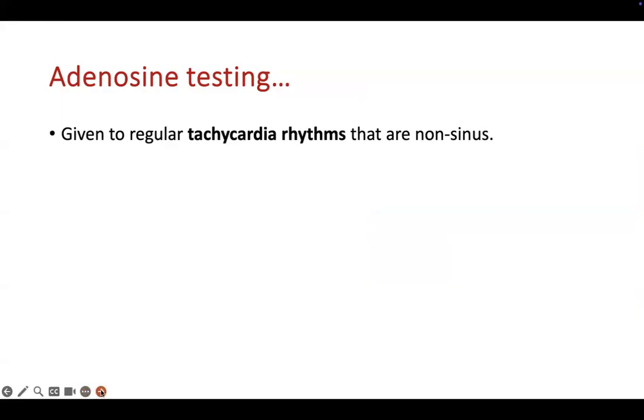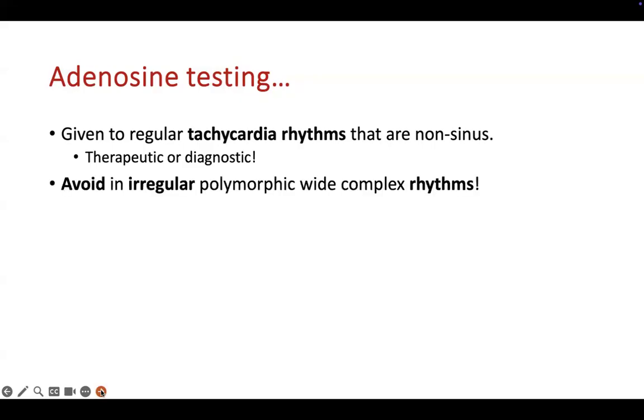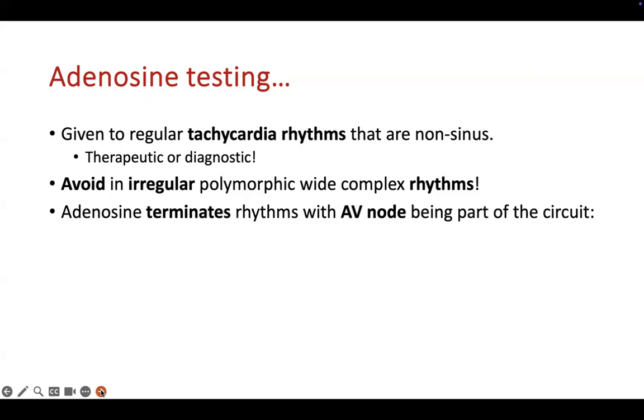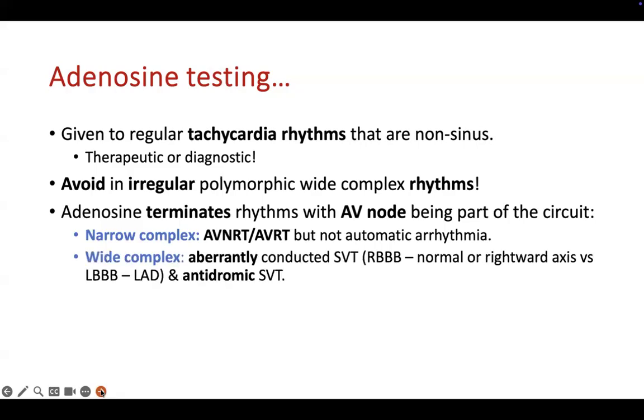So since we're mentioning adenosine so often, let's go over it really quick. It is given to regular tachycardia rhythms that are non-sinus. It could be therapeutic, it could be diagnostic, for example, during atrial flutter. You should avoid adenosine in irregular and polymorphic wide complex rhythms, and we will discuss why later, perhaps. And then adenosine terminates rhythms that involve the AV node, such as AVNRT, AVRT, or narrow complex rhythms.